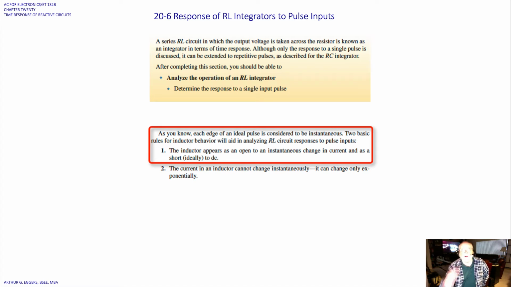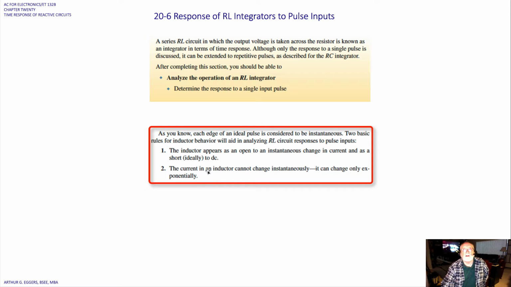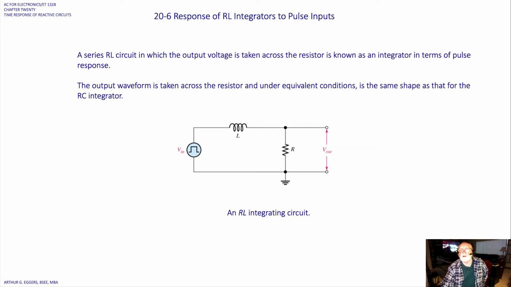Two basic rules for inductor behavior will aid in analyzing RL circuit responses to pulsed inputs. The first one: the inductor appears as an open to an instantaneous change in current and as a short, ideally, to DC. If none of that makes sense to you, go back and look at your understanding of inductors, Lenz's law, and things of this nature to get your fundamentals back up on the behavior of inductors when they are in an excited state. The current in an inductor cannot change instantaneously. It can change only exponentially.